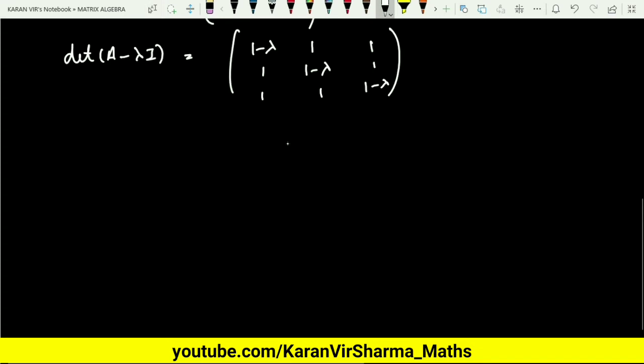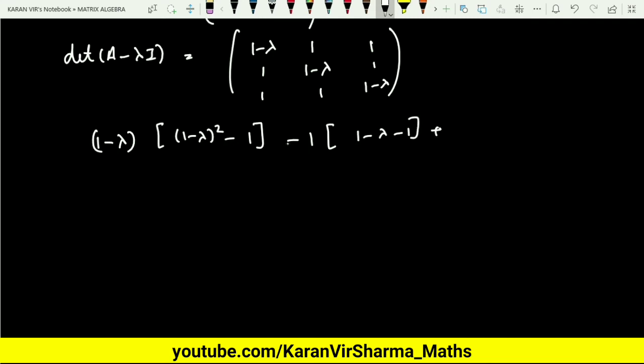So this will be 1 minus lambda, and just multiply this. There will be (1 minus lambda) square minus 1, okay, then minus 1 times this, which will be minus 1 times (1 minus lambda minus 1). Now again, this is plus, and this is 1 minus (1 minus lambda). So on solving, you will get the characteristic polynomial: lambda cube minus 3 lambda square equals 0. You can solve this equation.